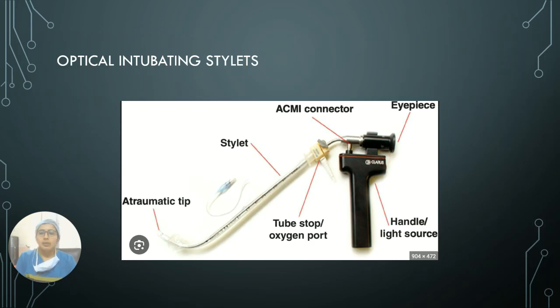Then we have optical intubating stylets, where the tip of the stylet has a camera and an atraumatic tip. It has an eyepiece and a handle at the proximal end, through which the distal end can be visualized.